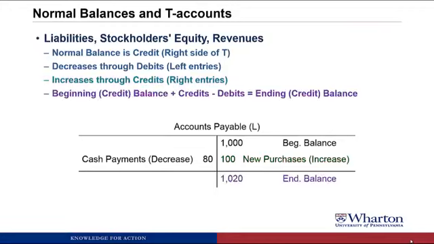At the end of the period, we draw a line, add up the credits, and subtract the sum of the debits. We get an ending balance of 1020, which sits on the credit side, or right side, because it is a credit balance account.